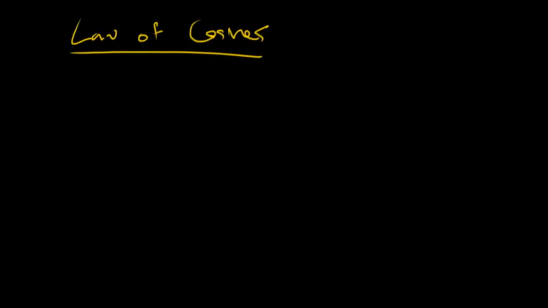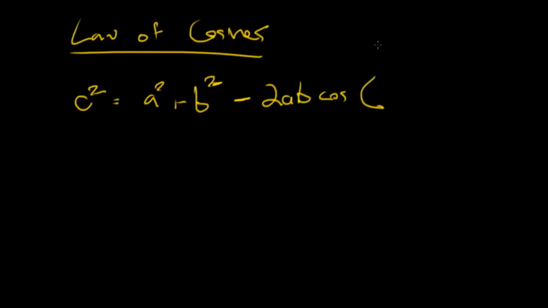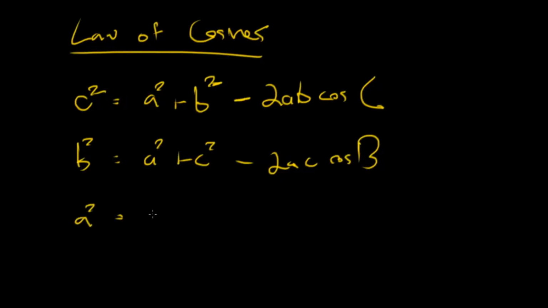Given a side, c squared is equal to the other two sides squared and summed, kind of like the Pythagorean theorem, but then there's this error term, 2ab cosine C. If we had chosen a different side, b squared would be a squared plus c squared minus 2ac cosine B. And if we had chosen a squared, it would be equal to b squared plus c squared minus 2bc cosine A.